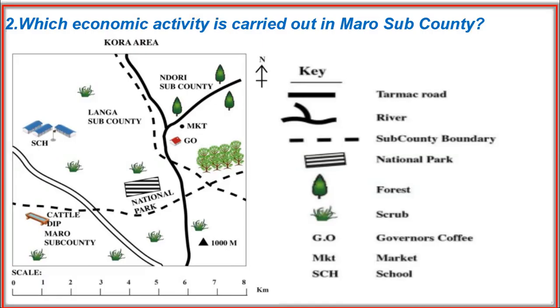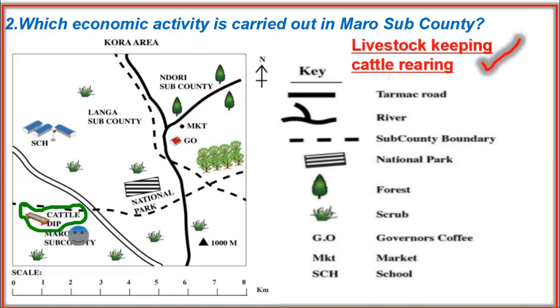Let us go to Maro. I use this road, then I get into Maro. When you look at Maro, we have what we call cattle dip. Cattle dip shows that animals are kept there. So for example, this is livestock keeping or cattle rearing. That is correct. So when you just write livestock keeping or cattle rearing or animal agriculture, you are correct. So that is the answer.